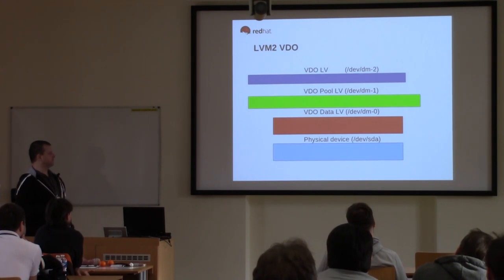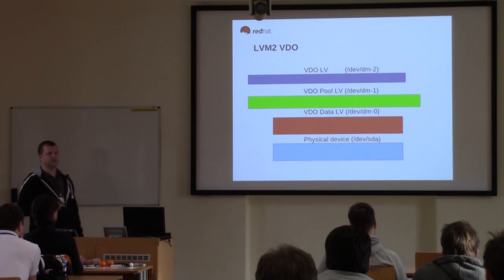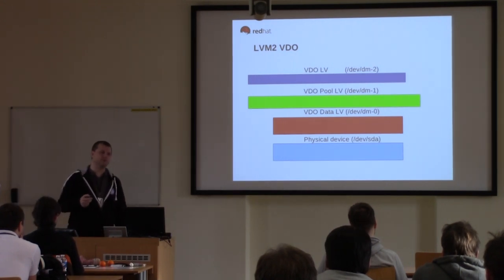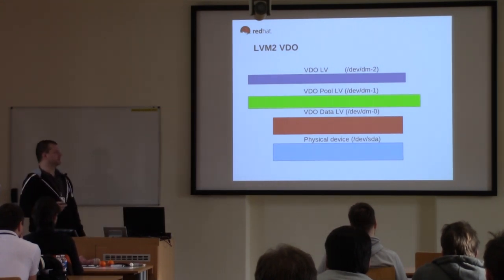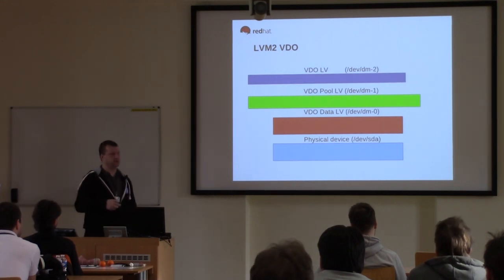You have your physical device, which is your PV, which is used for your VG. On top of it, we allow you to create a data LV, which can be actually even a RAID volume or something like that. So it doesn't have to necessarily be a single mapping. And on top of it, we provide a virtual mapping, which is that pool volume. It has some virtual size. It could be, I don't know, 10 times bigger or whatever.